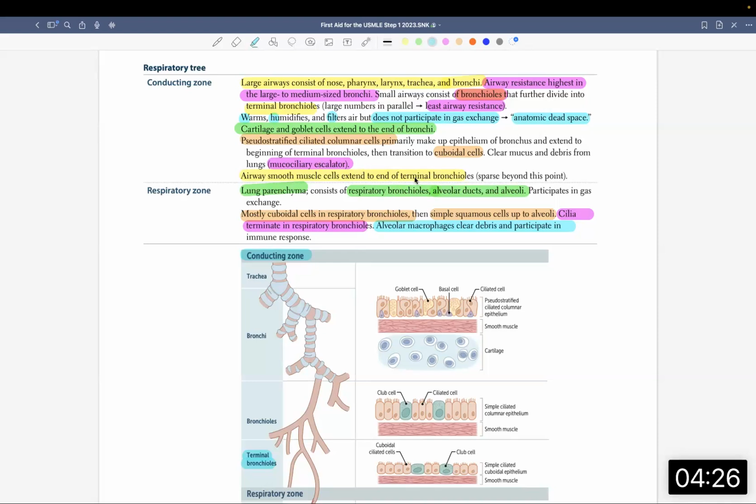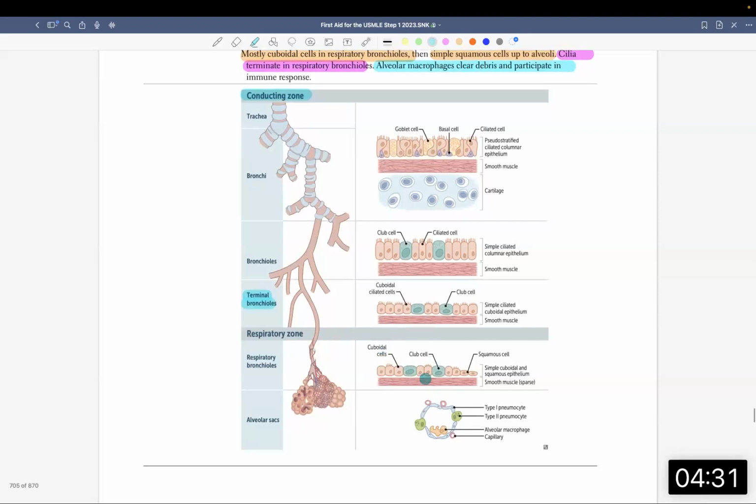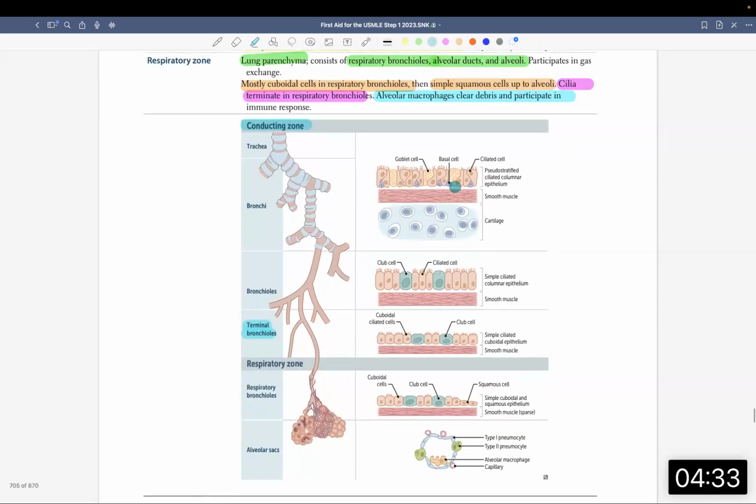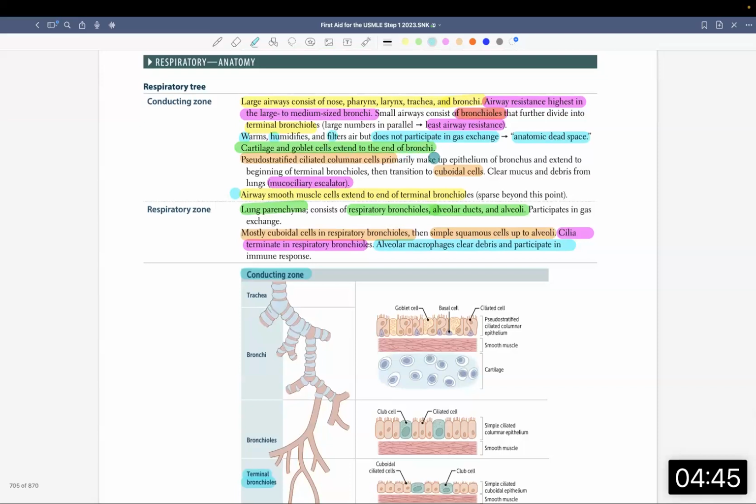Smooth muscle extends to the end of the terminal bronchioles. So terminal, and then after that it tapers and it stops. Okay, so pseudostratified columnar epithelium, ciliated cells, smooth muscle present, cartilage present. Cartilage ends where? The level of the terminal bronchi. Bronchi, actually, sorry. Cartilage and goblet cells extend to the end of the bronchi.